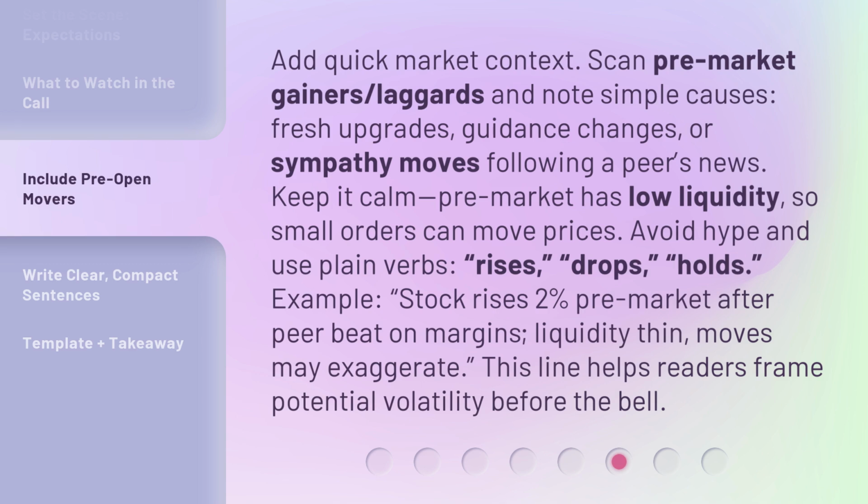Rises, drops, holds. Example: stock rises 2% pre-market after peer beat on margins. Liquidity thin. Moves may exaggerate. This line helps readers frame potential volatility before the bell.